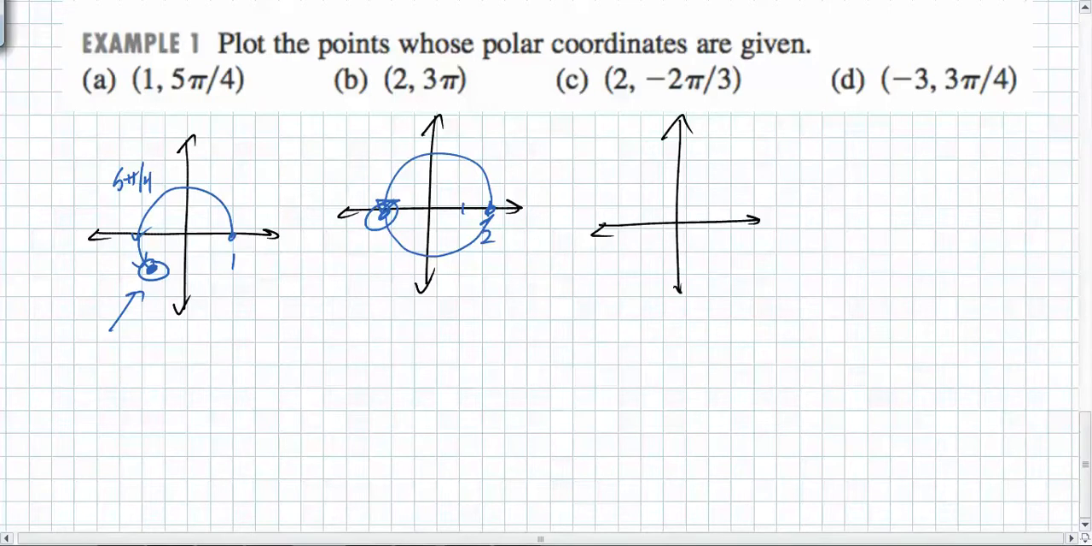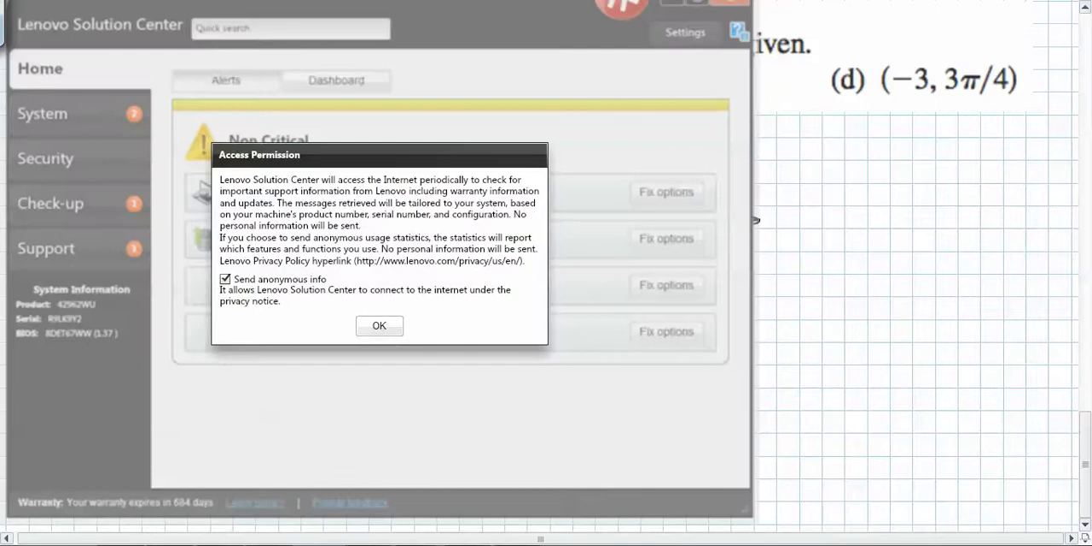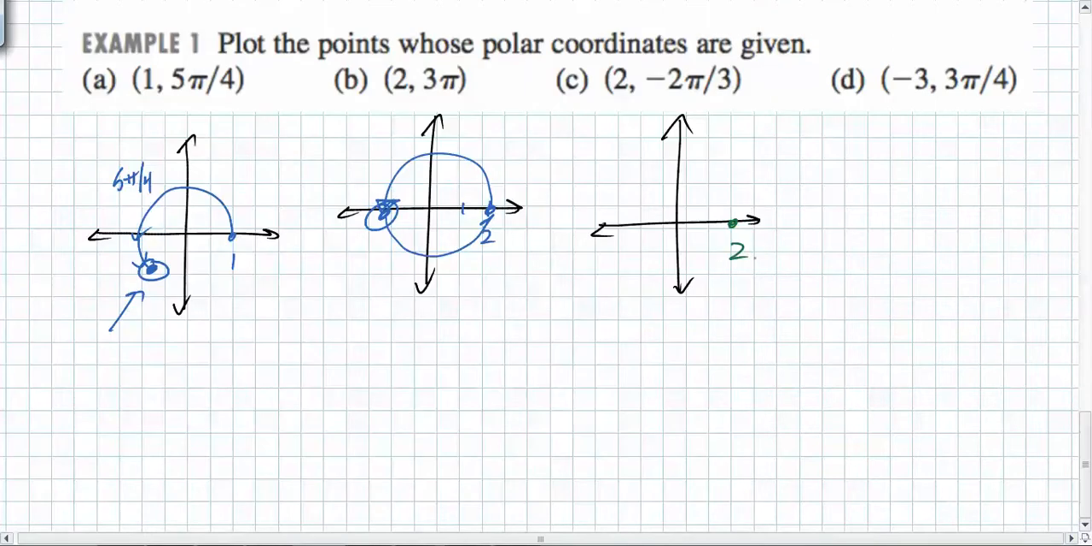What about 2 comma negative 2/3 pi? We're at 2, and negative 2 pi over 3. So instead of going forward, you go backwards, right? 2/3 pi, so right about here. So negative 2 pi over 3.